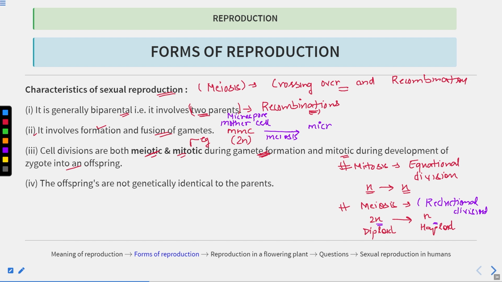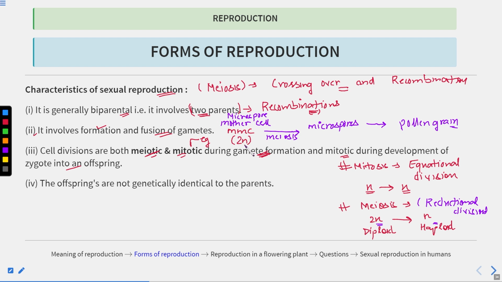microspores. Initially a tetrad of microspores is formed, and then these microspores give rise to the pollen grain. And the pollen grain will produce the two male gametes which will fertilize the egg cell.